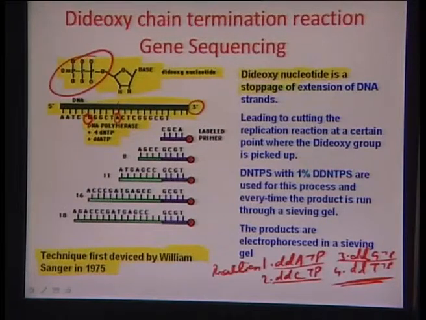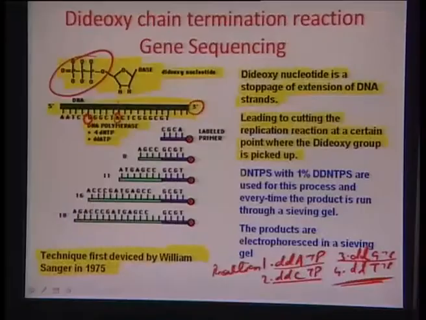So, dideoxynucleotide is a kind of stopping mechanism for any further extension of the DNA strand, leading to the cutting of the replication reaction at a certain point where the dideoxy group is picked up. So, if there are certain points corresponding to the complementary pair to that on the dideoxy end group, it is picked up and the reaction stops there. Similarly, dNTPs with 1% ddNTPs are normally used for this process, and every time the product is run through a sieving gel, you have all different sizes which come up on the gel, from which you can read out really what is the sequence of the DNA. Essentially the readout process is also electrophoresis-based in this case.